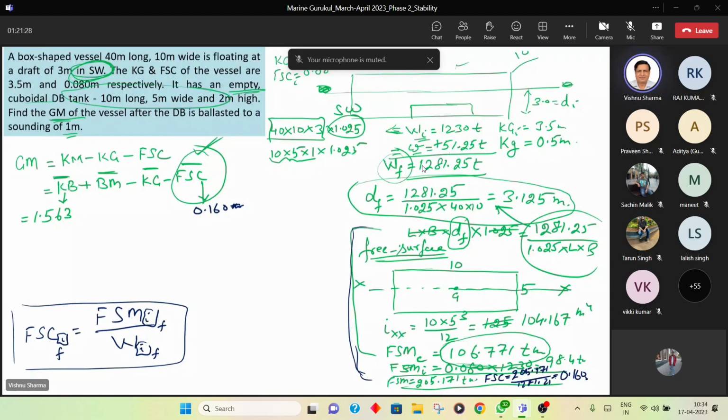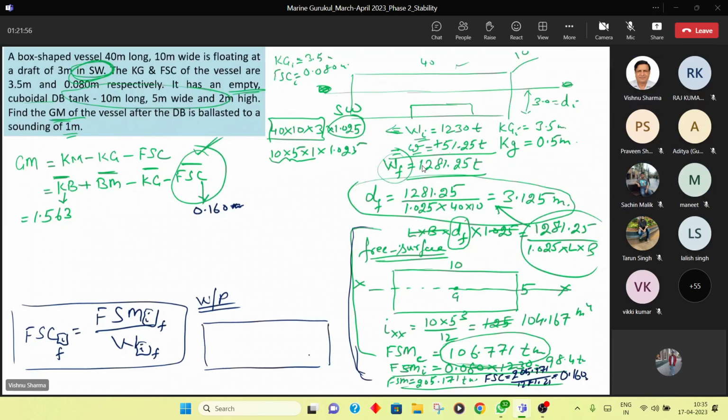Okay. Now we come to calculation of BM. Recall yesterday's class. For BM, which is the area of interest? Name the area of interest. Water plane. It's a box-shaped vessel. What will be the shape of the water plane now? Now I am going to draw the water plane, as you tell me. What will be the shape of the water plane? Rectangle.